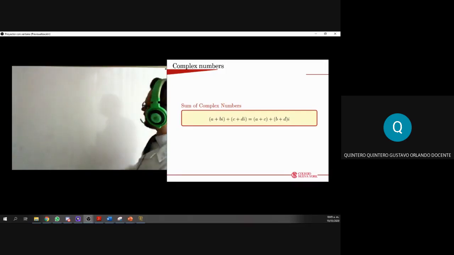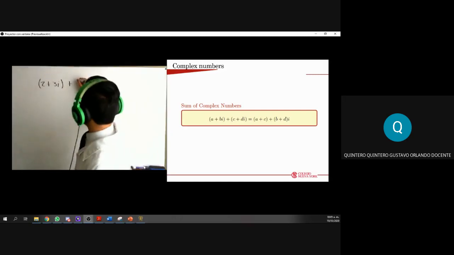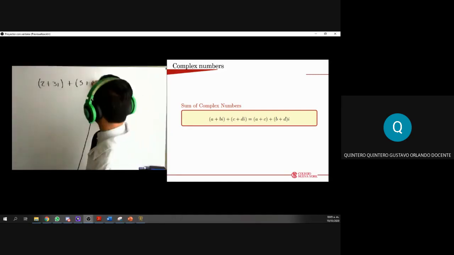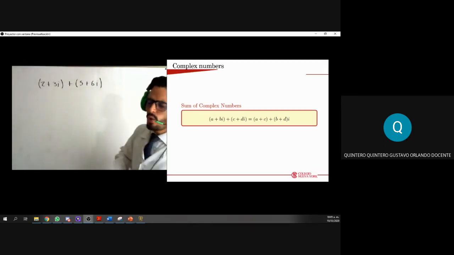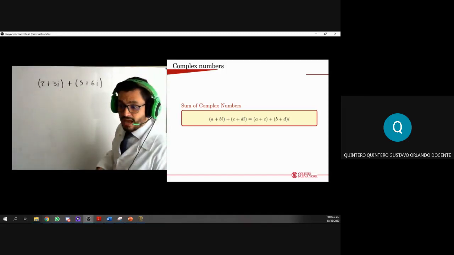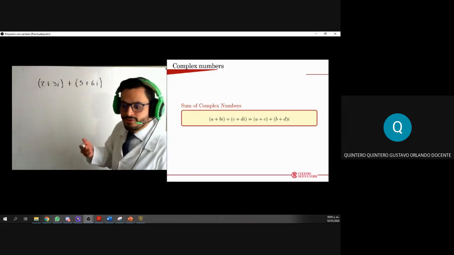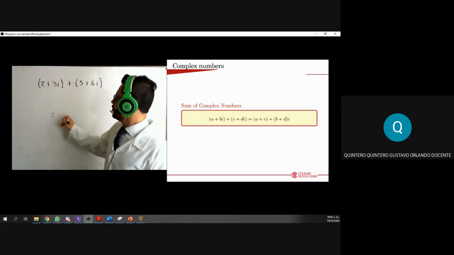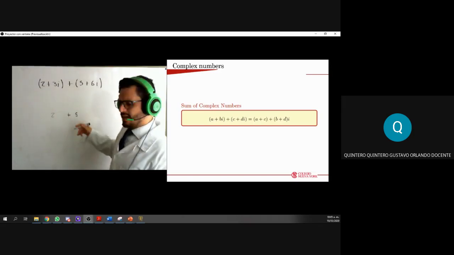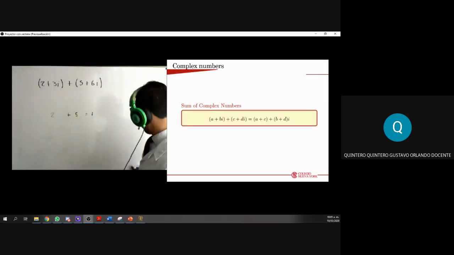Look at this. How are you going to add two complex numbers? Let's say we have 2 plus 3i. And we are going to add another one, 5 plus 6i. How are you going to add those two? We have a simple addition of numbers, one plus another one. How? If these were real numbers, the usual numbers, we would go something like this, 2 plus 5. And that we know, that is 7. That is easy. But how do we add the complex numbers?